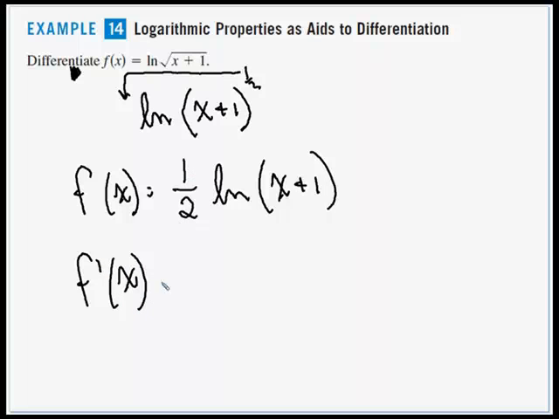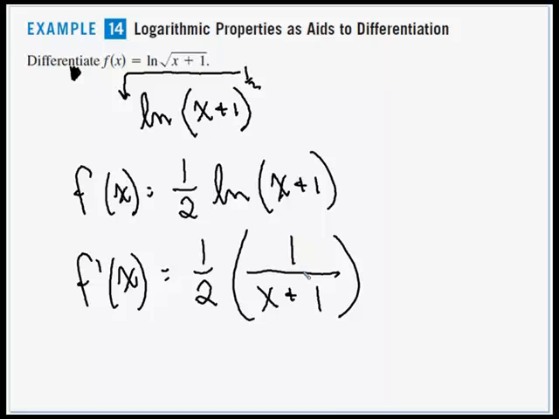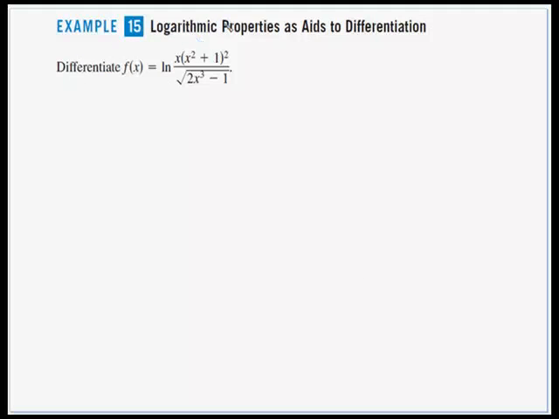So constant multiple, 1/2 is just going to stay there. What is the derivative of the ln of this quantity? Well, that's just a quotient. The denominator is the quantity, the numerator is its derivative. And then we could, I guess, write it like this, 1 over 2 times the quantity x plus 1. And there's our derivative.